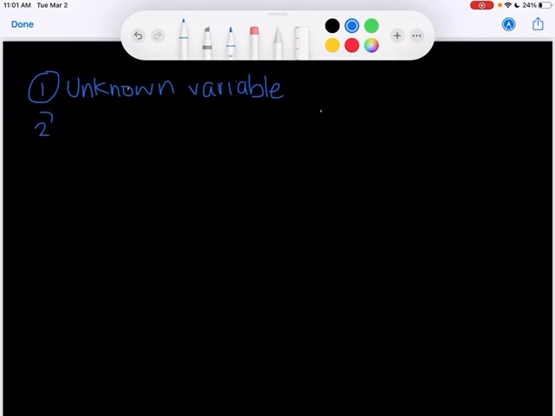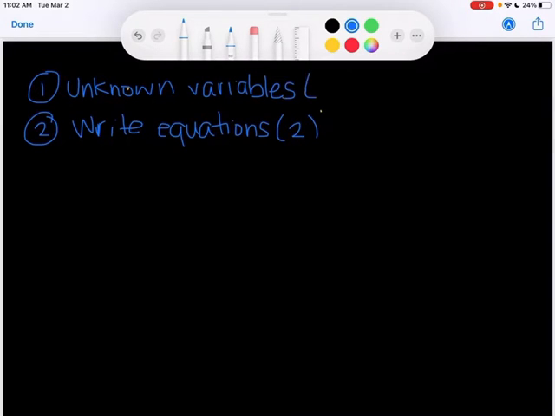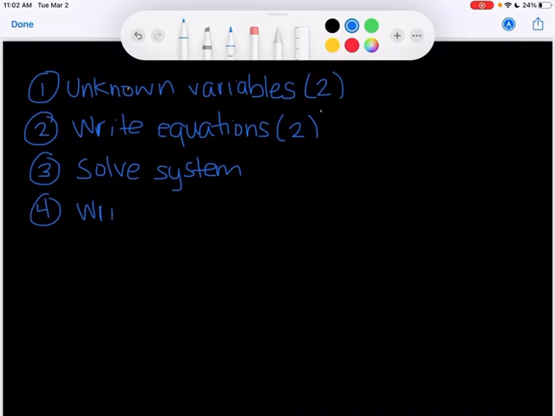Then you're going to write two equations to represent the information that you're given. With these types, if there's two unknowns, then there should be two equations. If there were three unknowns, there'd be three equations, but we're only looking at two unknowns. Then you're going to solve the system and write the answer in context.